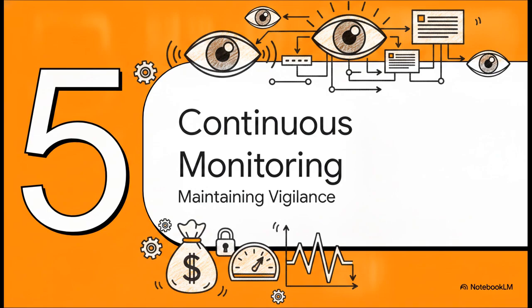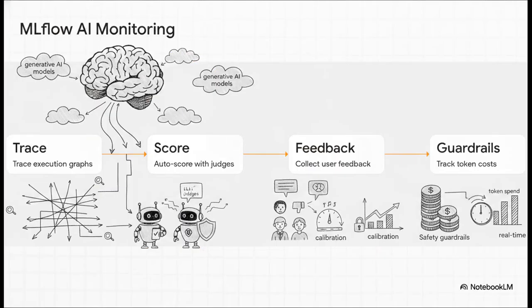All right, the final stretch. Section 5, continuous monitoring and quality. Maintaining vigilance in the wild. Deploying the model is literally just the starting line. We have to ensure it doesn't secretly drift or just hemorrhage money. With an open source stack like MLflow, you can follow these 4 actionable steps.